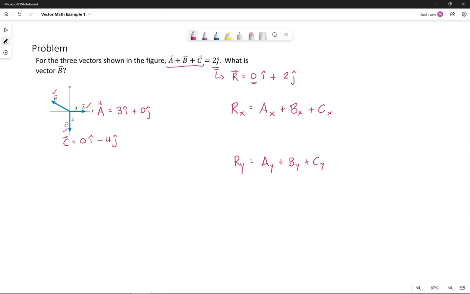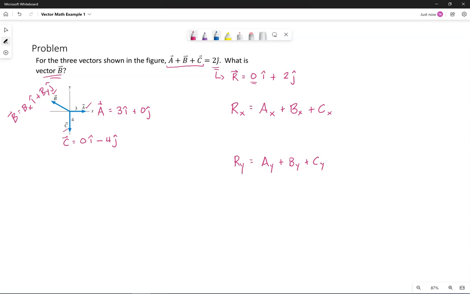In this particular case, we are asked for vector B. We don't know how long it is. We don't know what angle it points at. But we can say vector B is going to have some sort of x component. I'm just going to call that B sub x. And some sort of y component, according to the picture anyway. So plus B sub y j hat.